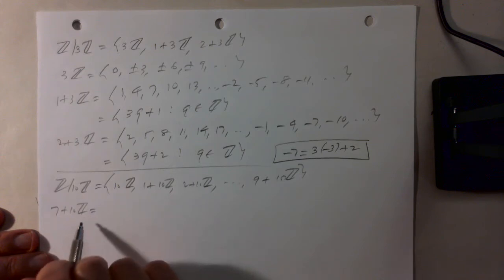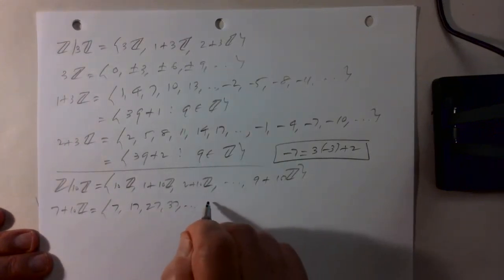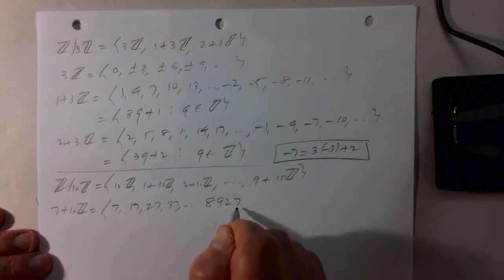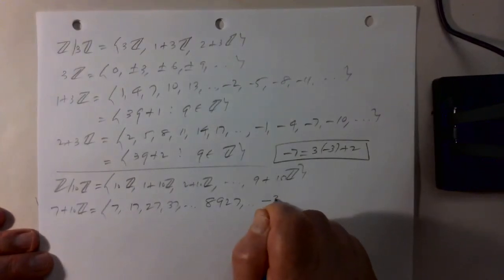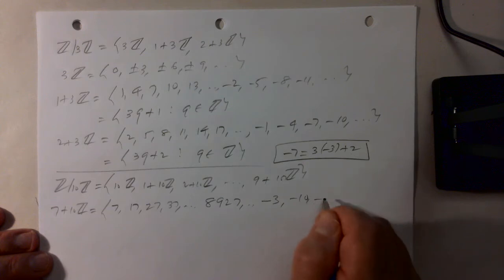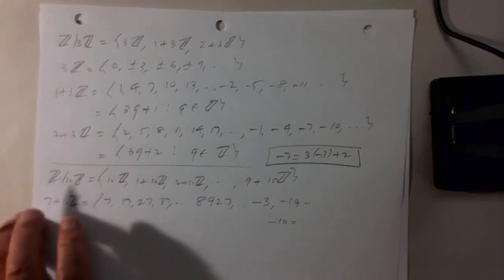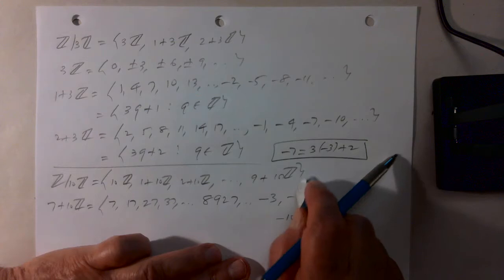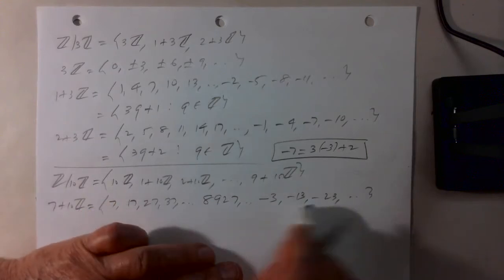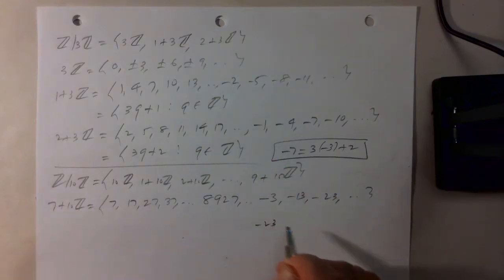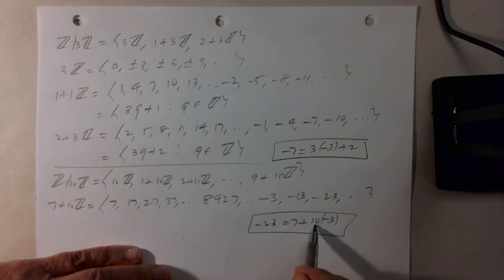This is 7 plus a multiple of 10. 7, 17, 27, 37, and so on. Minus 3, minus 13, sorry, I shouldn't say minus 10. Minus 13, minus 23, and so on. Why minus 23? Minus 23 is 7 plus 10 times minus 3. 7 minus 30 is minus 23.